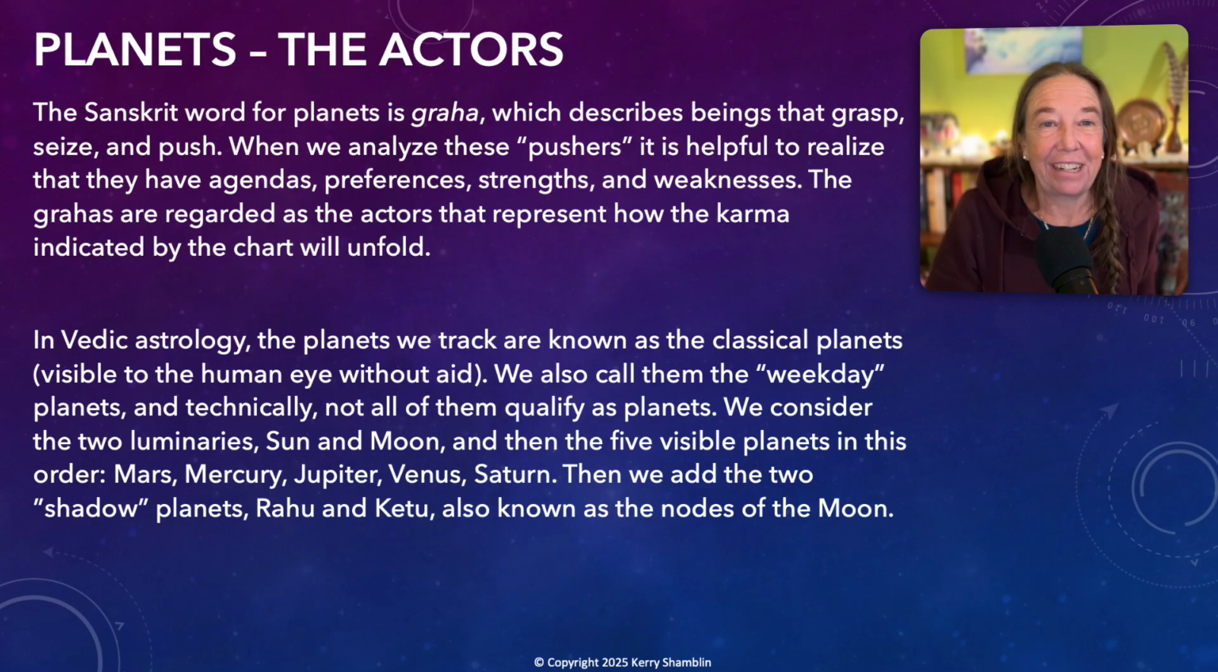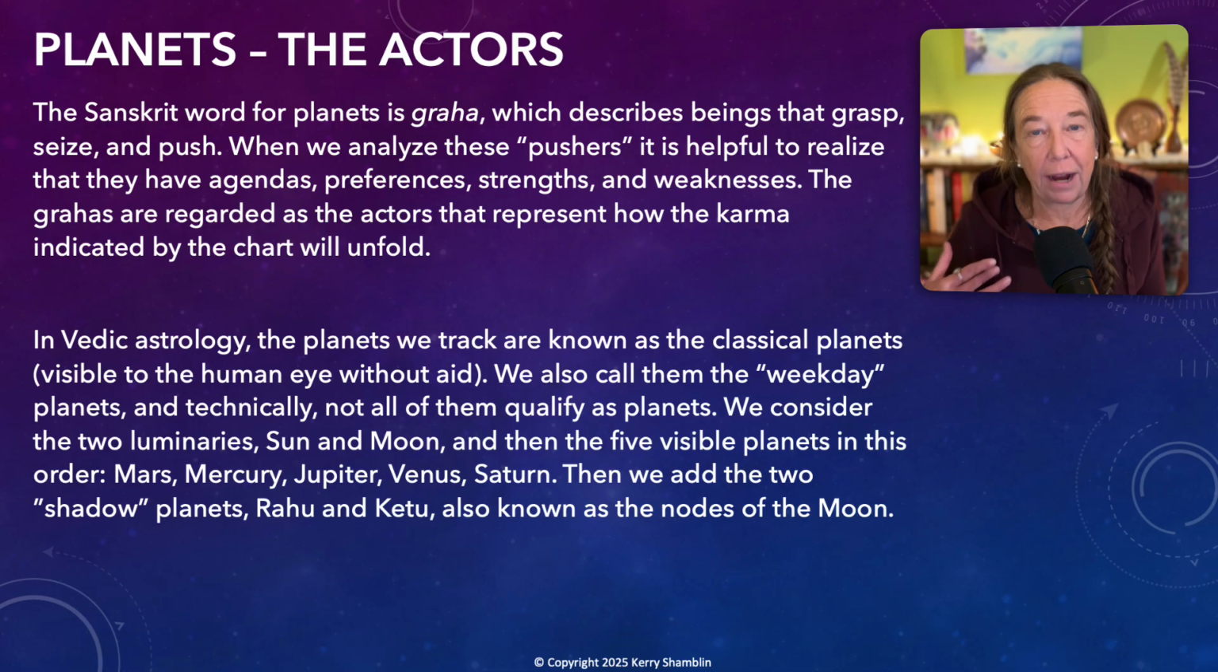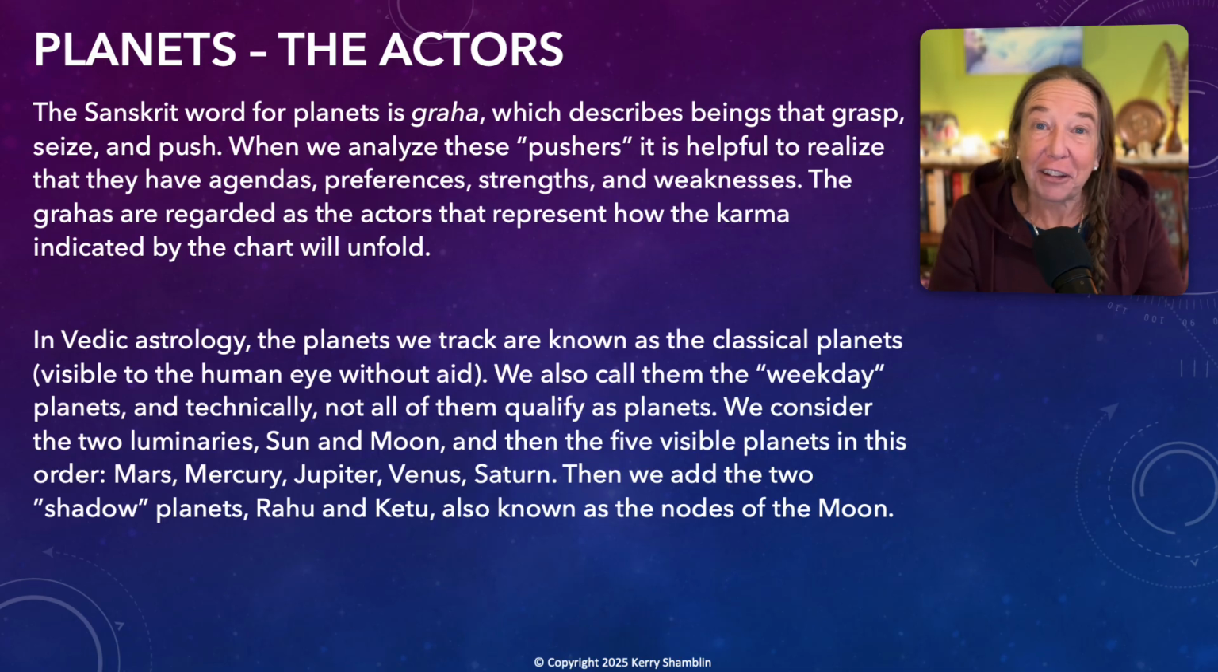Okay, so in Vedic astrology, the planets we track are known as the classical planets. They are visible to the human eye without a telescope. And we also call them the weekday planets. And technically not all of them are planets. The sun and the moon are not planets. The sun is a star and the moon is a satellite of the Earth. It's not really a planet. But we do call them the luminaries, and there is an order to this lineup of graha.